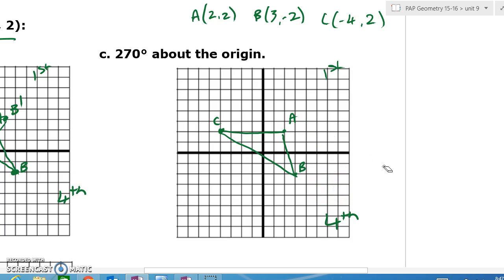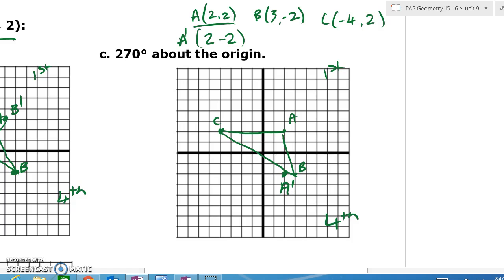And so I take my A point, which is here, 2, 2, I flip it, which gives me 2, 2, and I think, what would put me in the fourth quadrant with those numbers? It would be 2, negative 2. So A prime is going to be 2, negative 2. That would put me right here. A prime. Okay, we do the same thing for B.